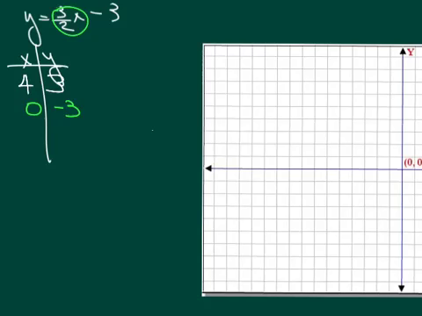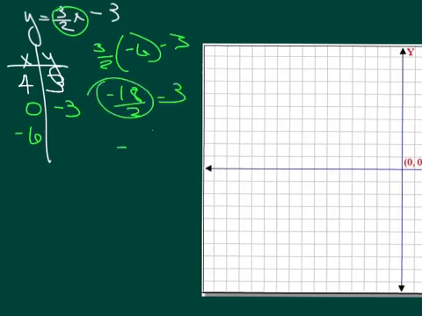Alright, and for another x, let's use another multiple of 2. Let's use negative 6. So now I have 3 halves times negative 6 minus 3. So negative 18 over 2 minus 3. Negative 18 over 2 is negative 9. Negative 9 plus a negative 3 is negative 12. So see, I got rid of my fractions and it's a lot easier.